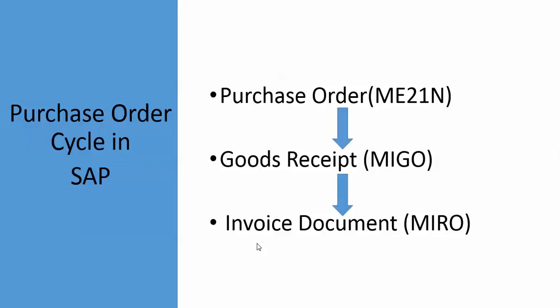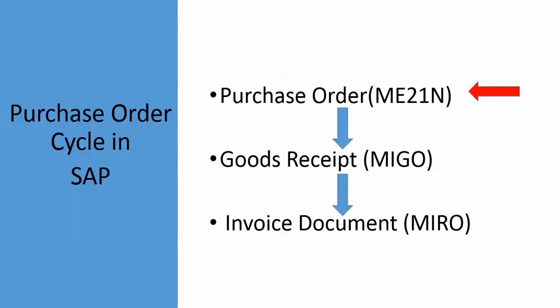So we have to make a payment to our vendor. For this, we have to create our invoice document in the MIRO transaction code. So these are the three steps for the purchase order cycle in SAP. In this video, part 1 of the purchase order cycle, we will learn how to create a purchase order and how to transmit a purchase order to the vendor.